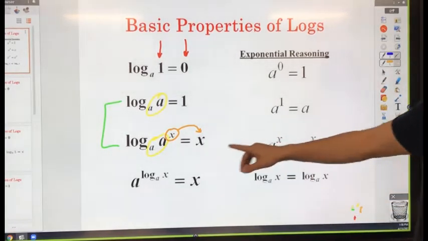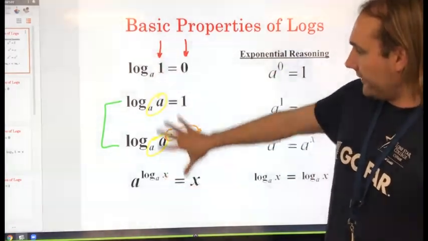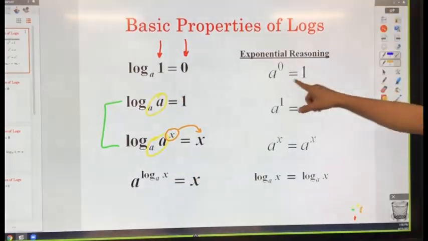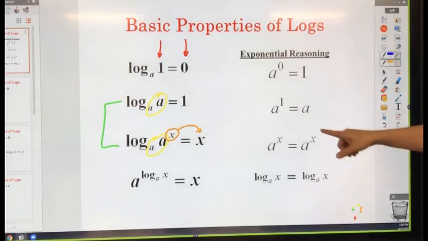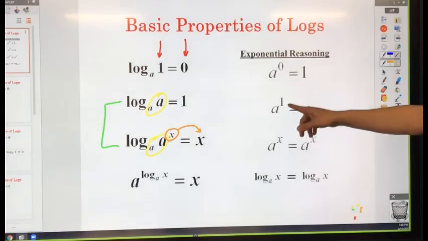So as you can see here, you're really not expected to memorize these properties, because all you can really do is just turn them into exponents, and you can clearly see, yeah, that makes sense. A to the power of 1 equals a.